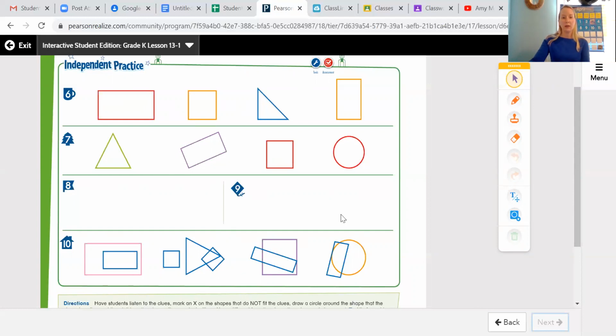So go ahead and get your work started, and good luck. Let me know if you have any questions. All right, so that is lesson 13-1 on analyzing and comparing 2-dimensional shapes. Good job and good luck. Have fun.